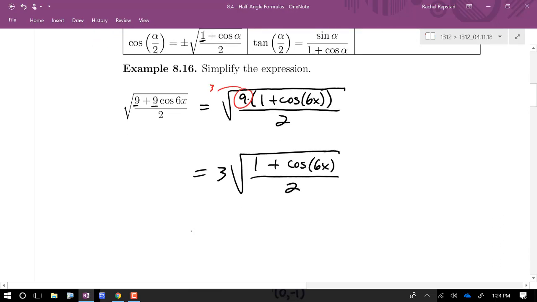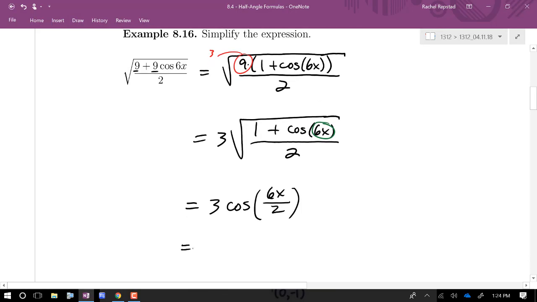All right, we factored out the 3. Now what? Would it just be 3 cosine alpha over 2? Or, I guess, whatever this argument is over 2. Yeah, so 6x over 2. So yes, 3 cosine of 3x.